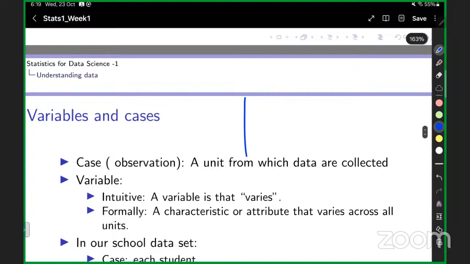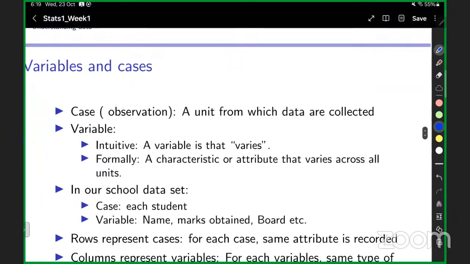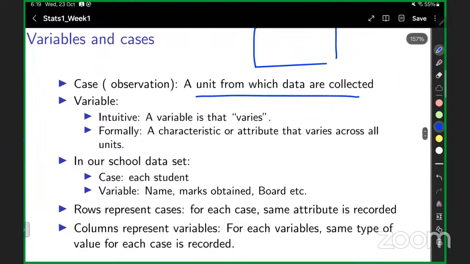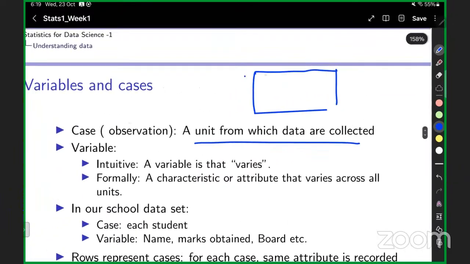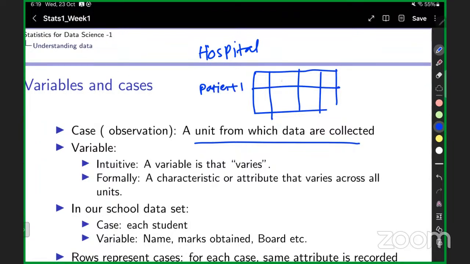So if I have a case, it is the unit from which we collect the data. Let's say we have a hospital. This hospital is collecting data about the patients, right? So the patient goes to the hospital. Patient one goes to the hospital and they collect their temperature, their blood pressure, oxygen, and all, right?